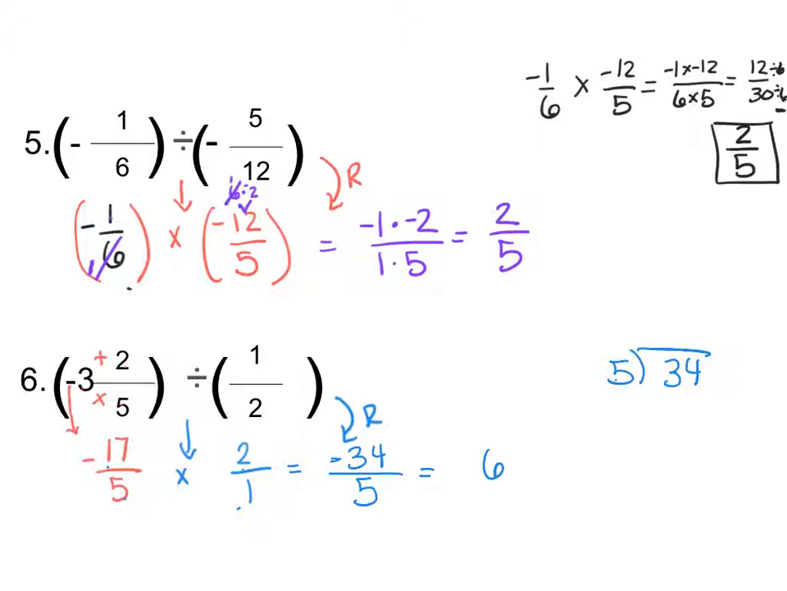So 5 times 6 is 30. You would have 4 left over, so then you would have 4/5. Okay? And then my answer is negative, so it would be negative 6 and 4/5.